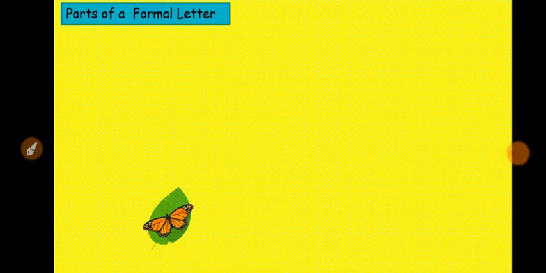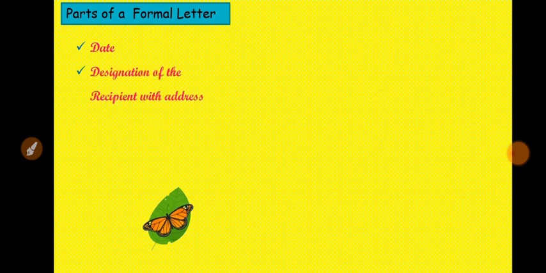Okay, so first of all, I'll tell you the parts of a formal letter. By parts, I mean in how many categories or in how many parts it's divided. So it starts with writing the date, then you write the designation of the recipient with address. For instance, if you're writing a letter of application to the principal, you'll be writing the principal and the address, that is your school address, the complete address.